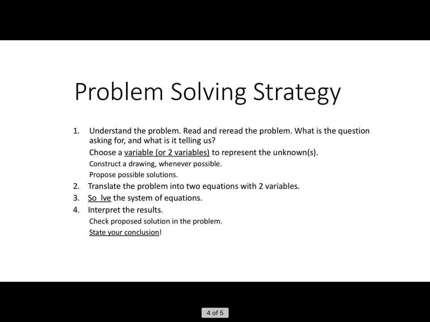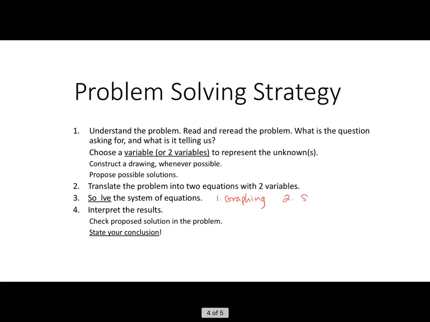Our second step then is to go ahead and translate the problem into two equations with two variables. Once you have those equations that relate your knowns to your unknowns, you can move on to step 3, which is just go ahead and solve the system of equations. Remember, there's 3 different methods for that. We talked about the first method, which is graphing. And it's kind of messy, right? It's not precise, so we don't usually want to use that method.